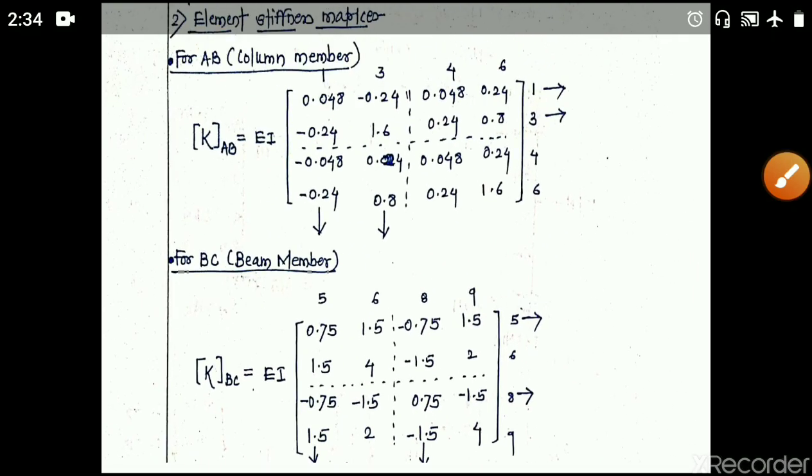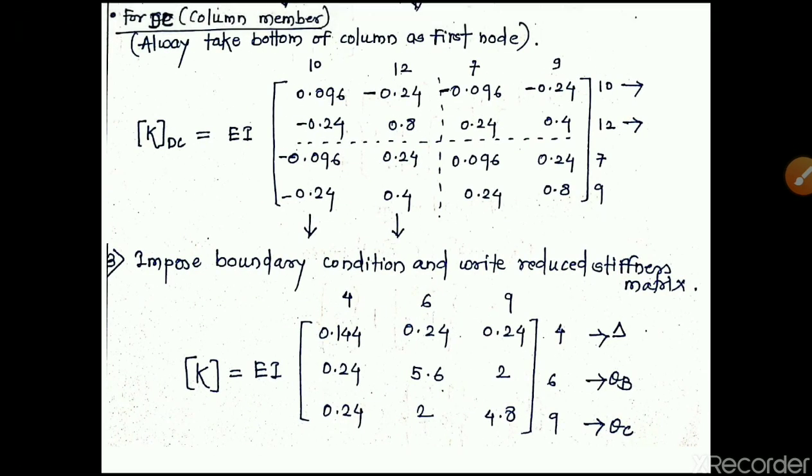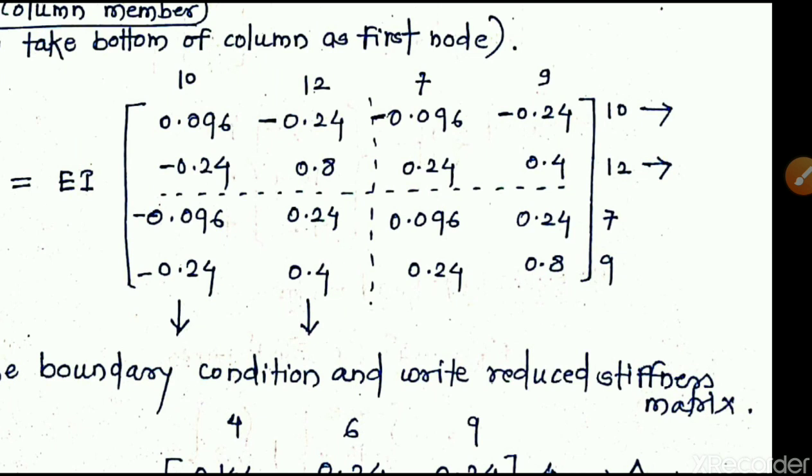Then similarly you have to write for member CD. Now here for member CD, make sure that every time you write this matrix for a column member, you have to take the bottom of the column as the first node always. Because the derivation of the stiffness matrix is done in that same manner, taking the bottom of the column as the first node. So instead of member CD, you have to write member DC. Calculate referring to the standard stiffness matrix of column, calculating all these elements and parameters.